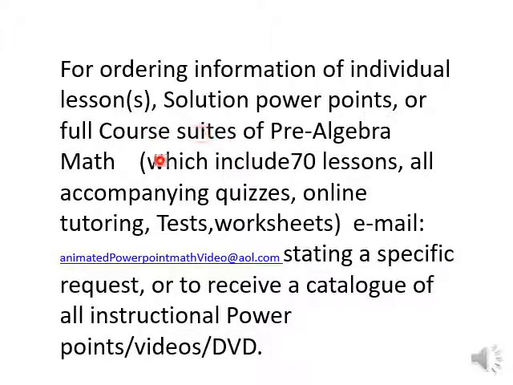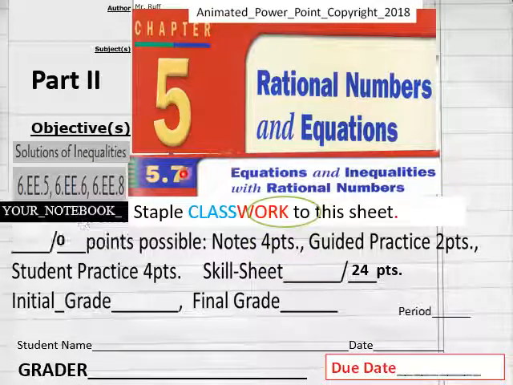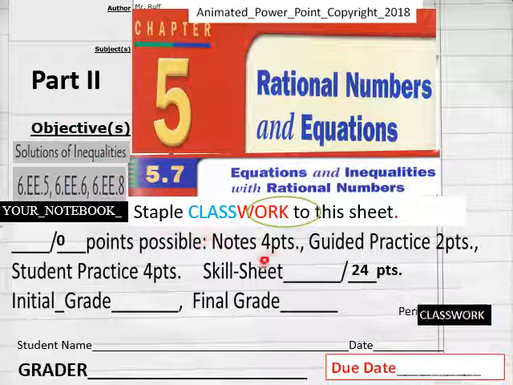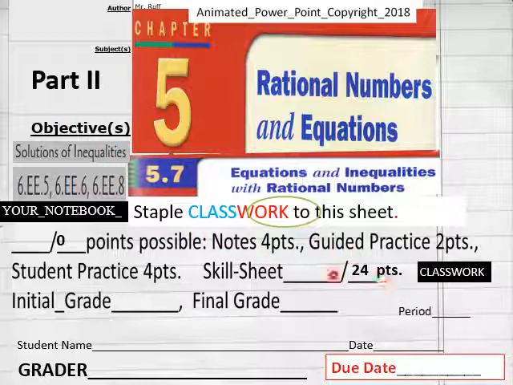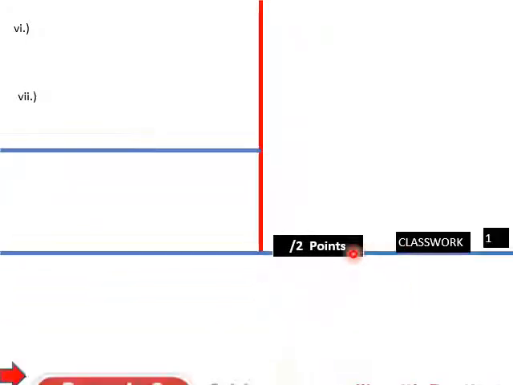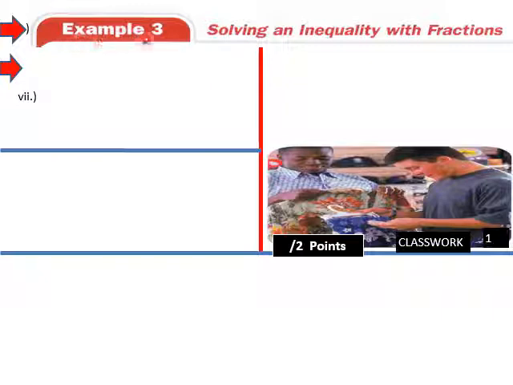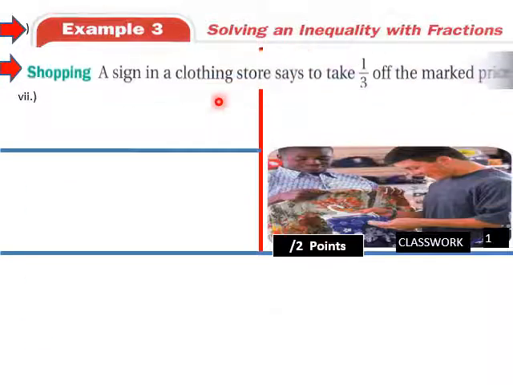Hello everybody, we're getting ready to do lesson 5.7 part 2 classwork for Pre-Algebra Math 2. For today's lesson we've got 0 points on your notebook, 5.7 part 2, and then 24 points on your classwork sheet. Students, I want your name, date, and period there. Due date here for my onliners, homeschoolers, make sure you put your due date on that. And then let's go right into slide number 1, part 2, 5.7, solving an inequality with fractions.